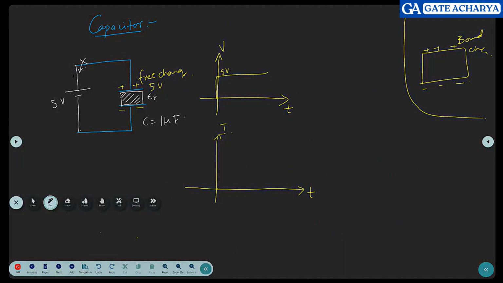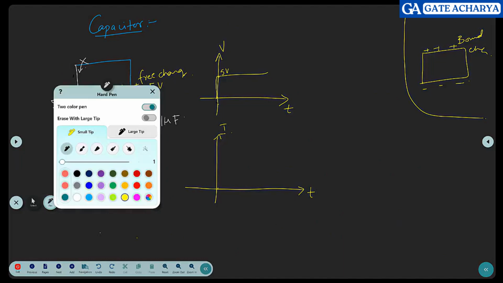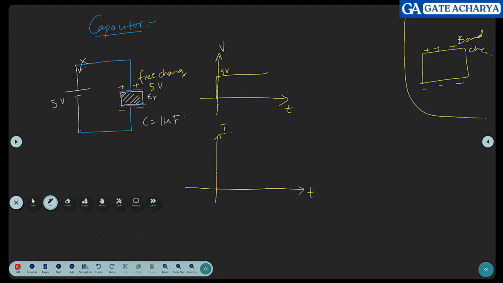First, understanding what happens to the voltage. There is no resistance at all, there is only a capacitor. What happens when you push the switch? There is nobody to resist the flow of current, so infinite current will flow. For how long? Only for that moment, that instant. Only for that instant, infinite current will flow. After that, no current. Before that, no current.